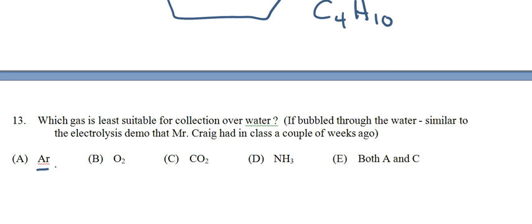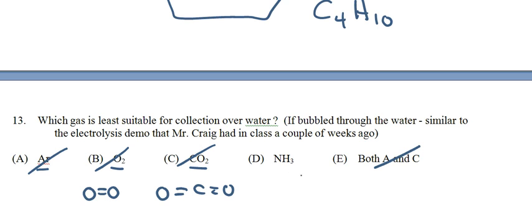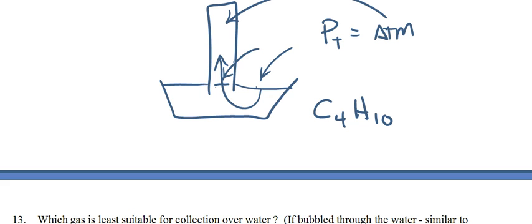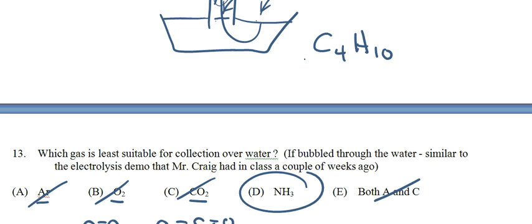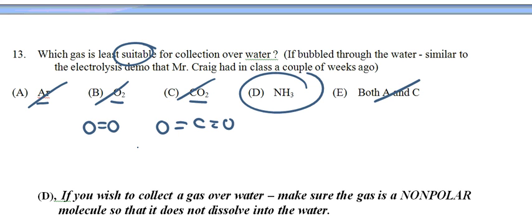Argon, is that a polar or nonpolar substance? In this case, it's nonpolar. It's argon gas. Oxygen, also nonpolar. Carbon dioxide, also nonpolar. And again, if you need to draw it, everybody should know carbon dioxide has a linear shape. Oxygen has a linear shape with only 2 atoms, and argon doesn't have anything. So we know that those are out. However, ammonia, which is dissolved in a lot of our cleaners, is very polar. So if I try to bubble ammonia through water, I'm not going to see any gas produced. All I'm going to get is some smelly water. So the one that is least suitable for the collection over water is ammonia. Letter D.